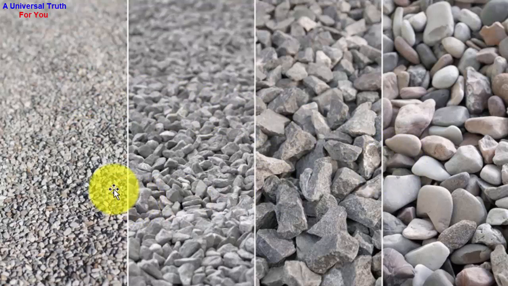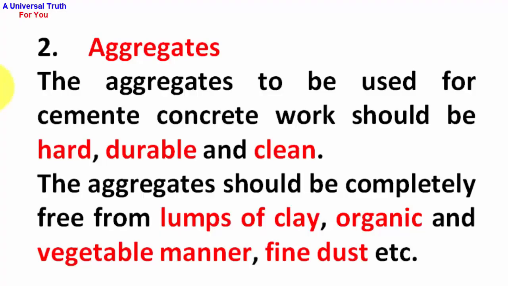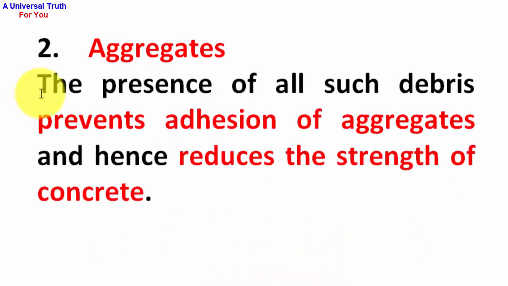Here's the picture of different aggregates. The aggregates to be used for cement concrete work should be hard, durable and clean. The aggregates should be completely free from lumps of clay, organic and vegetable matter, fine dust, etc. The presence of all such debris prevents adhesion of aggregates and hence reduces the strength of concrete.